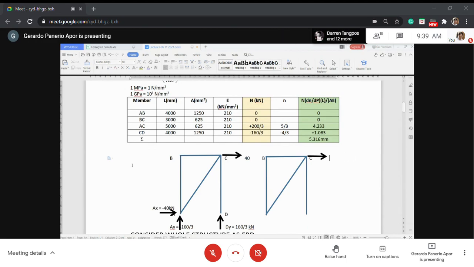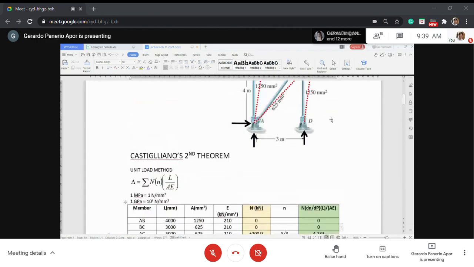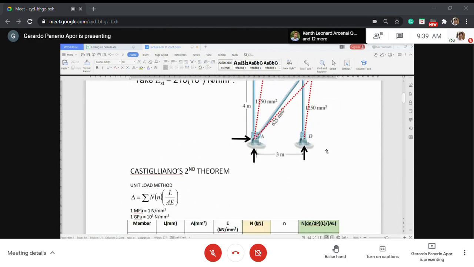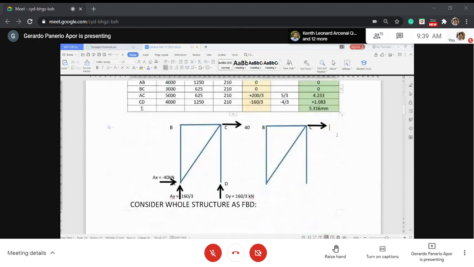And then, based on our assumption, the depiction would go to the right, no? We need a horizontal, pick 1 unit load going to the right because this is our assumption. No? So that's why we have a 1 here applied.